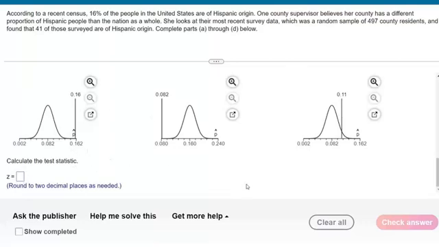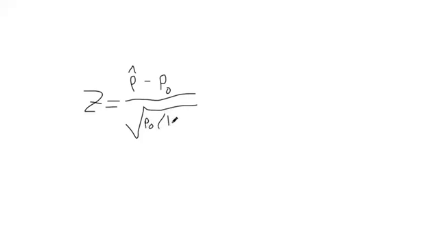To calculate the test statistic, we can use the formula for the test statistic of a population proportion. It is your sample proportion subtracted by your population proportion, which looks to be P sub 0 in our text, and then you divide it by the standard error of the population proportion, which is P sub 0 times 1 minus P sub 0.